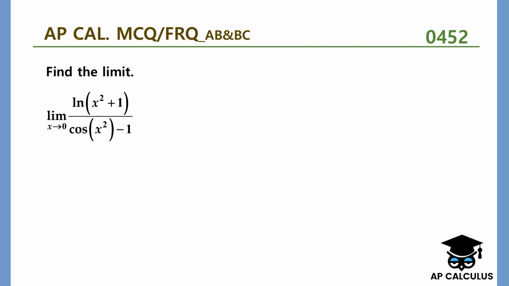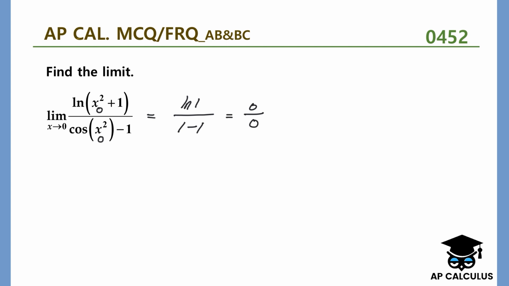Question 452. Here we have the limit as x approaches 0 of this expression right here. We substitute 0 for x first. Then that's going to be equal to natural log of 0 plus 1, which is 1, over cosine 0, that's 1, so 1 minus 1. Remember, natural log 1 is equal to 0. So we have 0 over 0 again, right? So we're going to have to apply L'Hopital's rule.